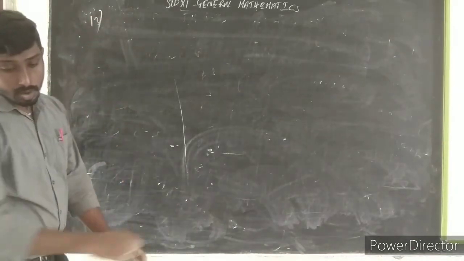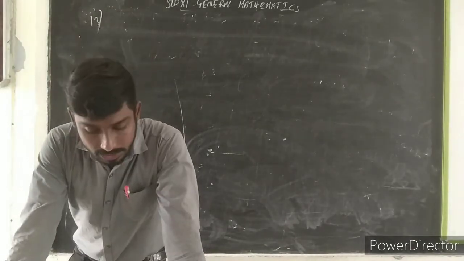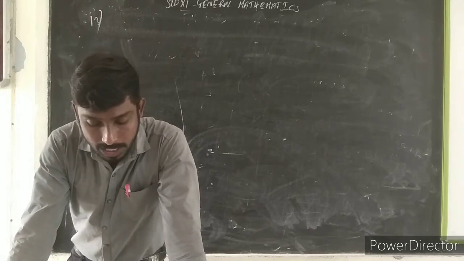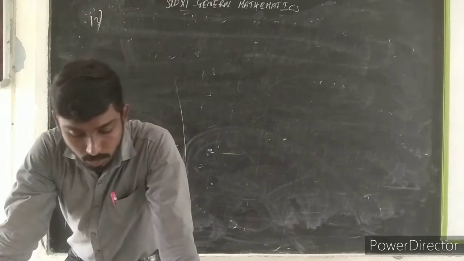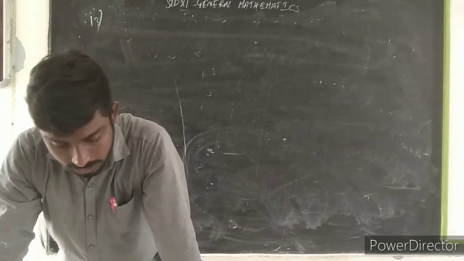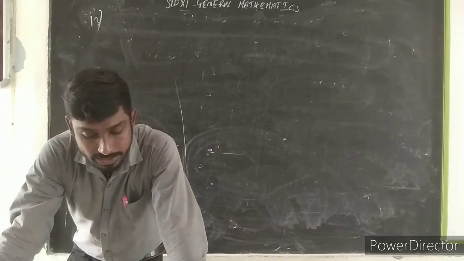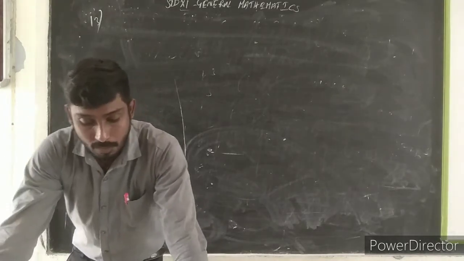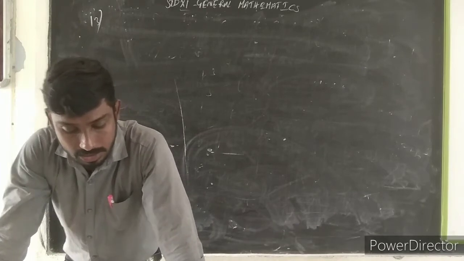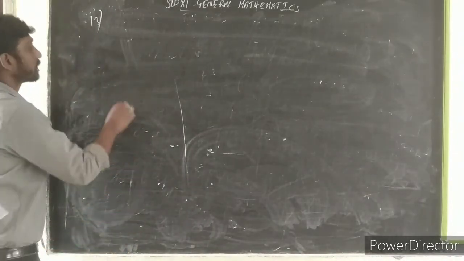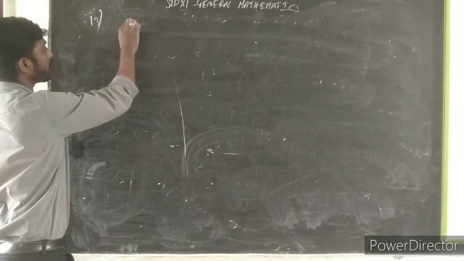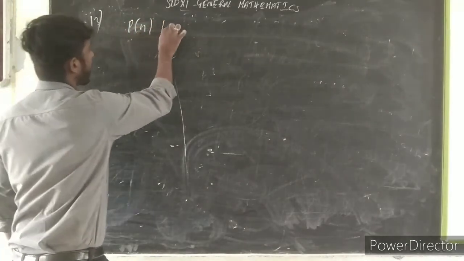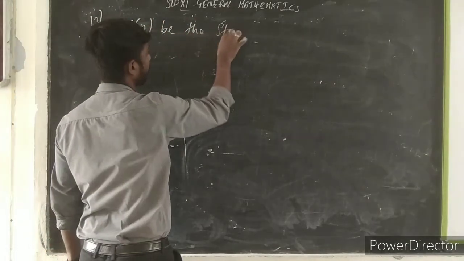That is, use induction to prove that 5 power of n plus 1 plus 4 into 6 power of n, when divided by 20, leaves a remainder 9 for all natural numbers n. So listen here, what is the question given here? Let P of n be the statement.